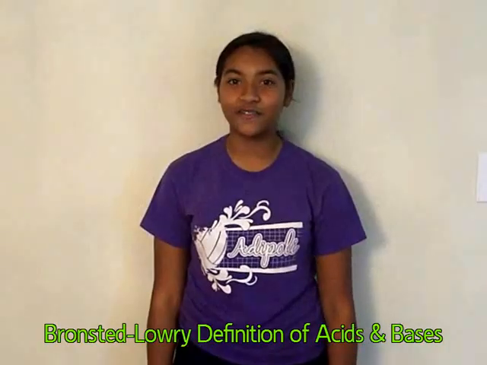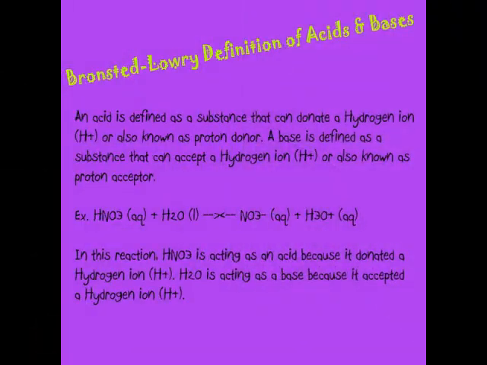Bronsted-Lowry's definition of acids and bases. An acid is defined as a substance that can donate a hydrogen ion, also known as a proton donor. A base is defined as a substance that can accept a hydrogen ion, also known as a proton acceptor. For example, in this equation, aqueous nitric acid plus liquid water reacts into aqueous nitrate plus aqueous hydronium. In this reaction, nitric acid is acting as an acid because it donated a hydrogen ion. Water is acting as a base because it accepted a hydrogen ion.